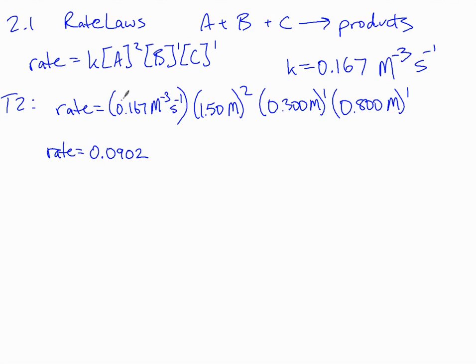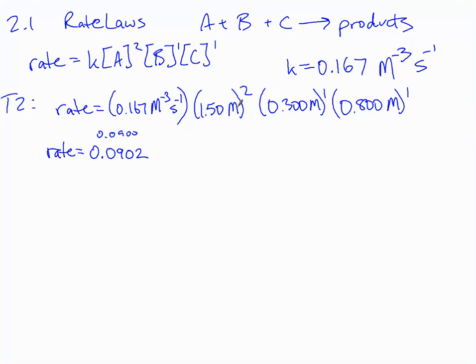We rounded our K value. It was 0.1666 repeating. And if you put in a lot more sixes in your calculator, it would be a lot closer to 0.0900. But that's all rounding stuff. AP would understand, so it's not going to be a huge deal. What's my units for the rate here? Molar per second.